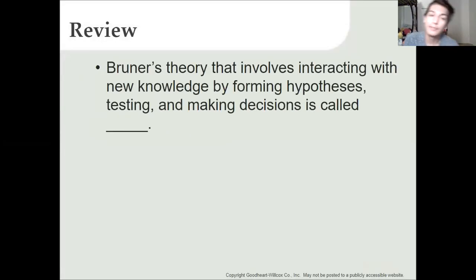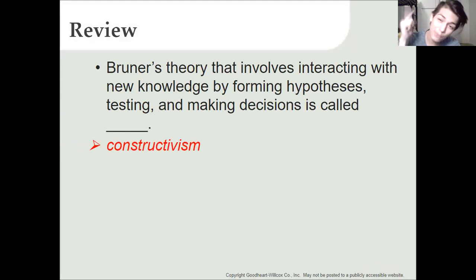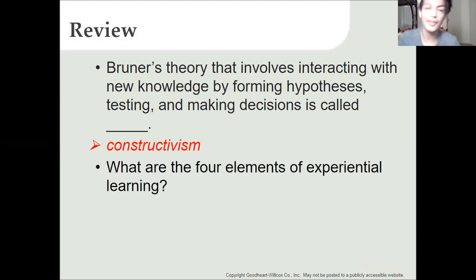Last one, you guys. Bruner's theory that involves interacting with new knowledge by forming hypotheses, testing, and making decisions is called, what was it called? Hypotheses, testing it out. What was it called? Constructivism. Constructivism, because you're giving constructive criticism and you are conducting constructivism. Remember that. Oh, one more. Sorry, you guys. One more.